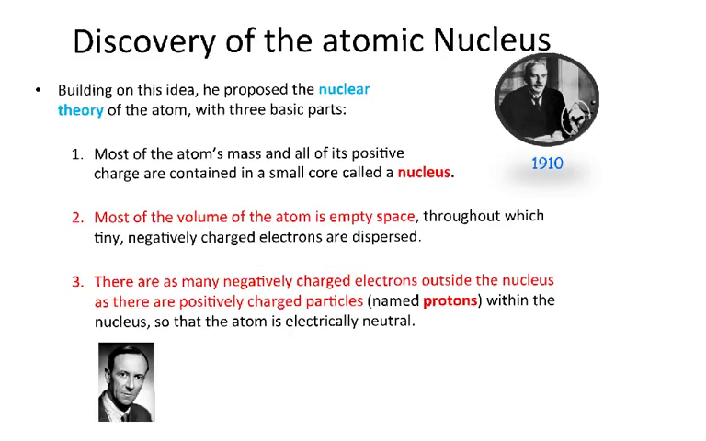In subsequent experiments, Rutherford further confirmed that, in fact, there was a nucleus. And so he proposed the nuclear theory of the atom. Most of the atom's mass and all of its positive charge is in the nucleus. The volume of an atom is mostly empty space, and in that empty space is where electrons are dispersed. And there are as many negative charges as positive charges in an atom. So overall, atoms are electrically neutral, and there is an equal number of protons and electrons in an atom.